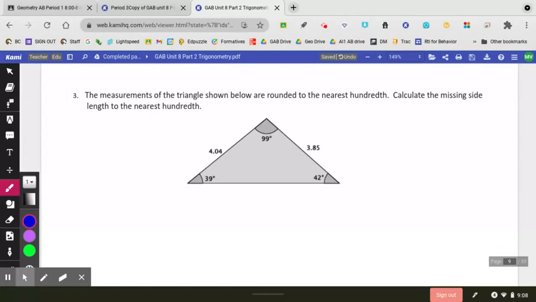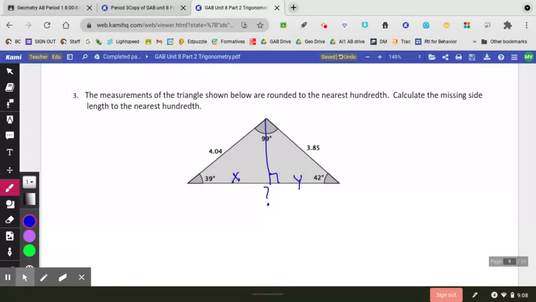The measurements of a triangle shown below are rounded to the nearest tenth. Calculate the missing side length to the nearest tenth. So I'm looking for this down here. Well, I don't have a right angle, so I need a right angle to use trigonometry. But I can draw an altitude and split this into two parts, x and y.